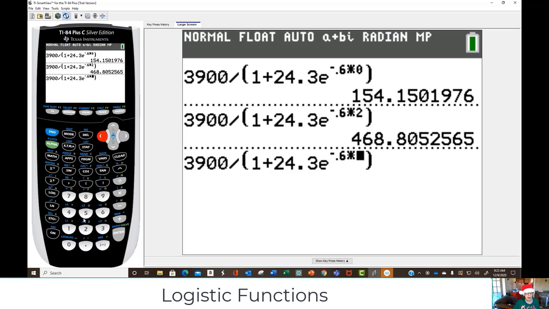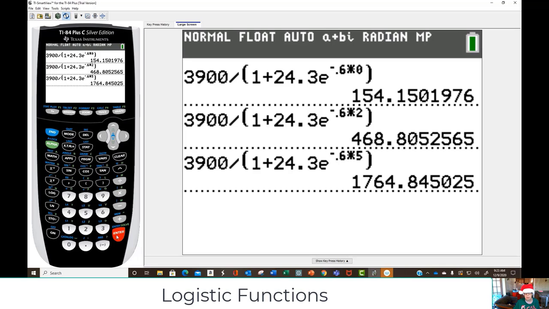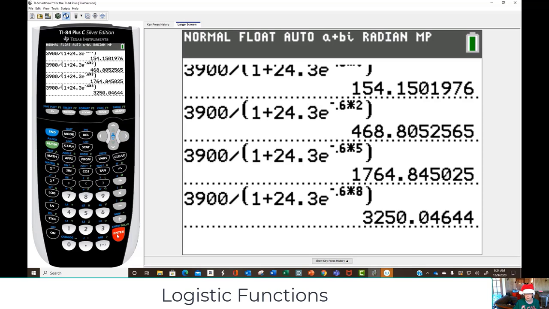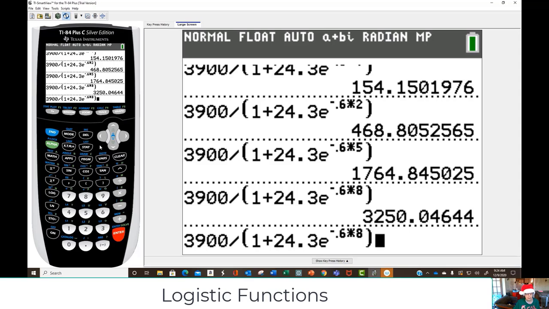Left arrow key. Five. Boom, boom, enter. Now, second, enter, back up, left arrow key, 8 days. Enter. Now, second, enter, back up, we're going to change the 8 to a 10. Enter.